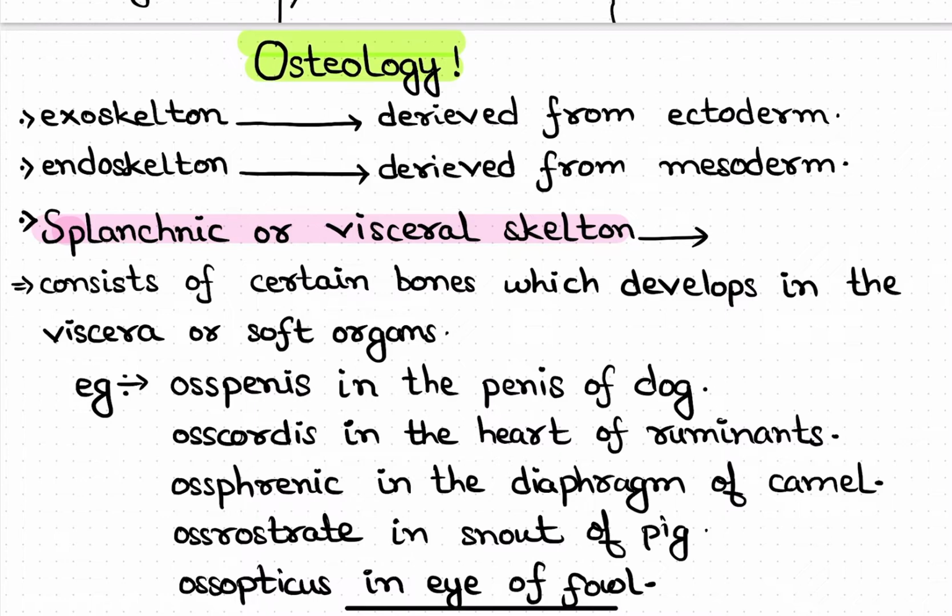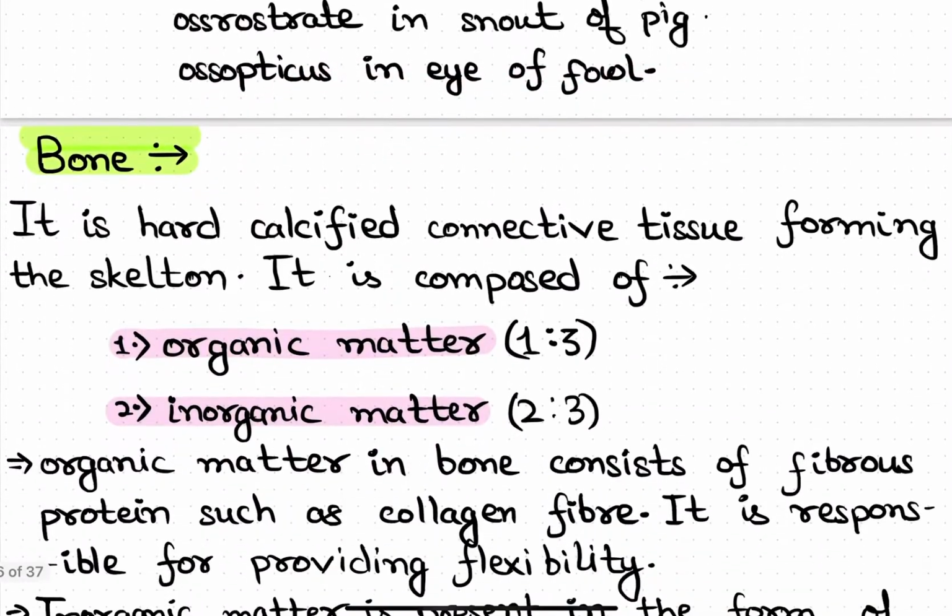In splanchnic or visceral skeleton, we generally study about those bones which are present in the visceral cavity or soft organs, like os penis in the penis of dog, os cordis in the heart of ruminants, os phrenic in the diaphragm of camel, os rostrale in snout of pig, os opticus in eye of fowl. So these were certain terms.